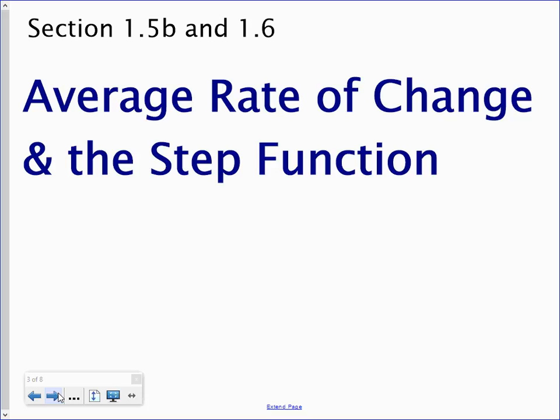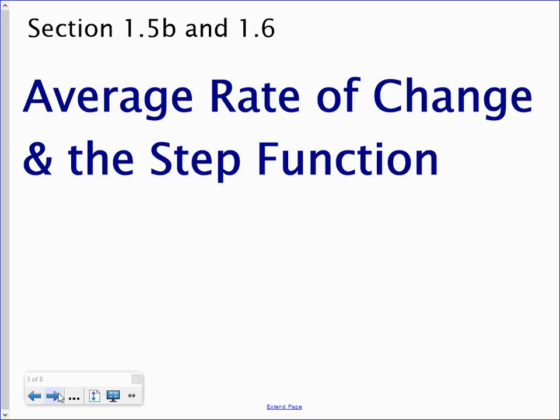Okay, so average rate of change comes from section 1.5, and then the step function comes from section 1.6. Step function is going to help you with that pink sheet. Did I give you the pink sheet? Yes, okay. It's going to help you with the pink sheet for the greatest integer function. So if you were looking in your book and thought that was a strange function, we're going to talk about that one today.